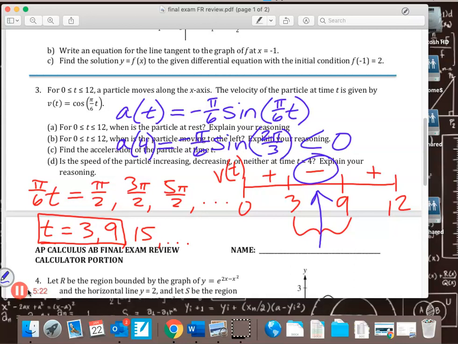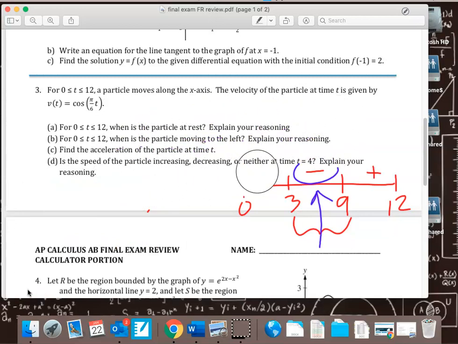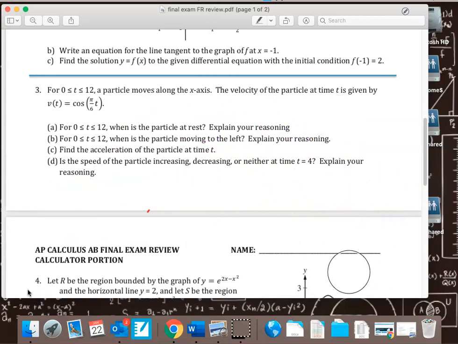That's a pretty straightforward particle motion problem. Any questions on that one? All right, good. So now we'll do our PBA, and then we're going to move into my favorite problem of all 6, which is the penguin problem. All right.